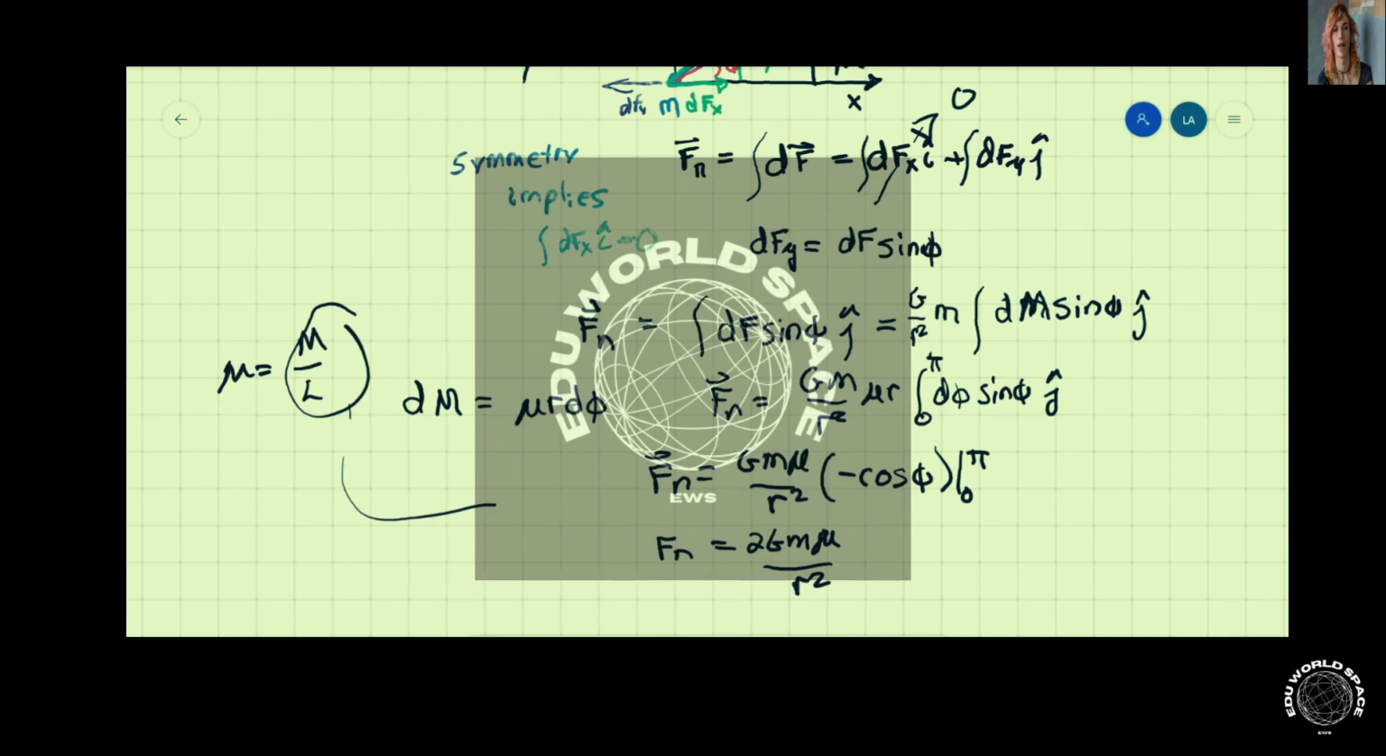Let's take this and plug it in here, and we get F net is equal to 2G little m big M over L r. But L, if we look at a half a circle, the length of this thing is just equal to pi times r. So if I want to get rid of r in terms of L, I can write r equals L over pi.